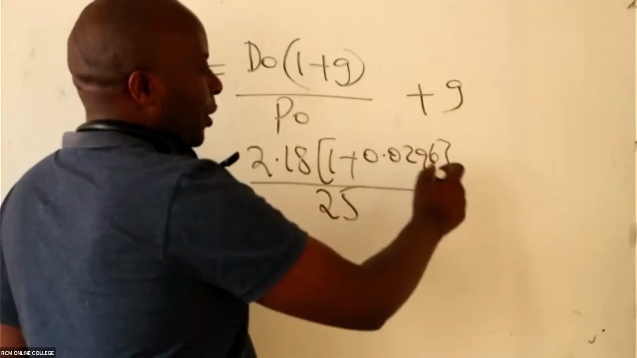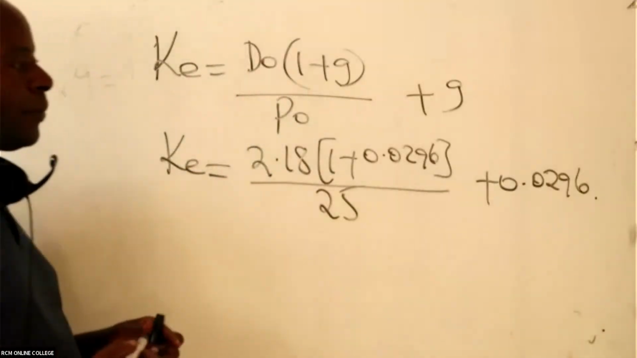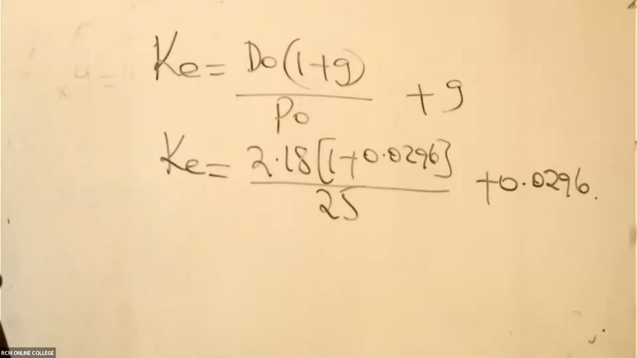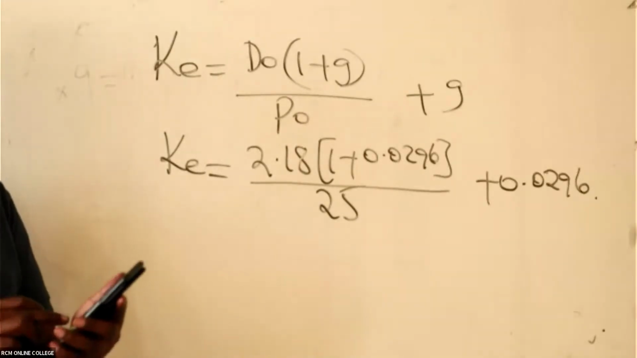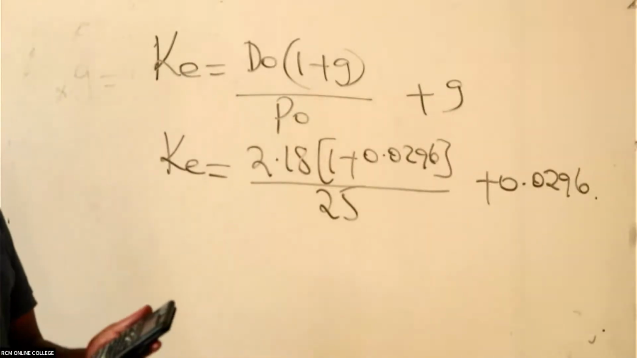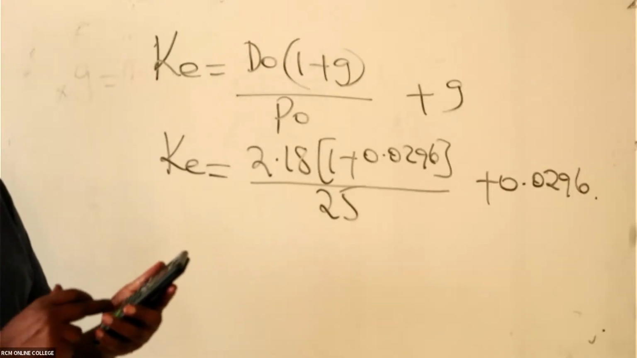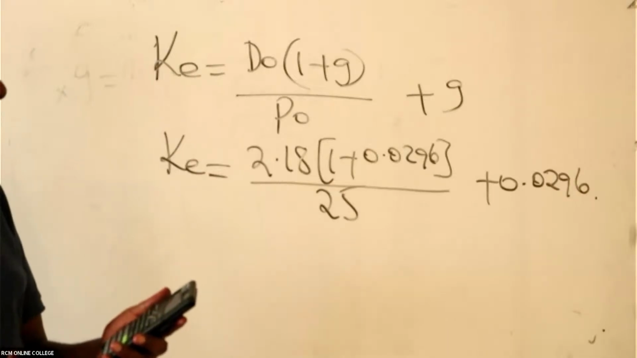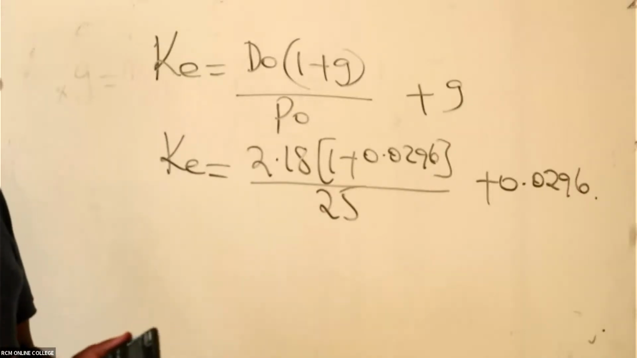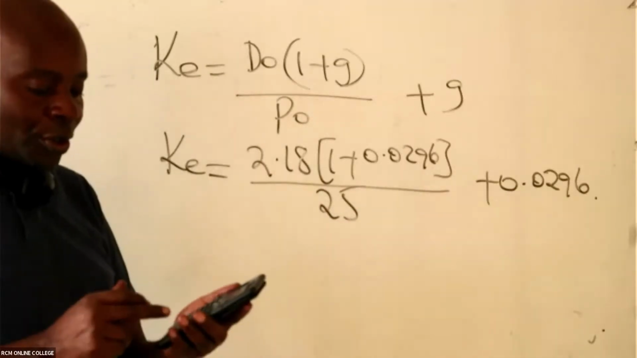After I get this portion, I will come and add the growth rate like this. So we have here 2.18 times open brackets 1 plus 0.296 growth divided by 25 first, equals whatever answer I get out of this quotient, I'll be able to add it to the growth rate again.